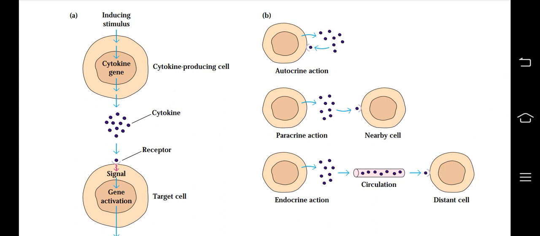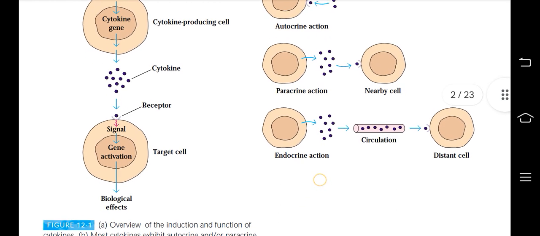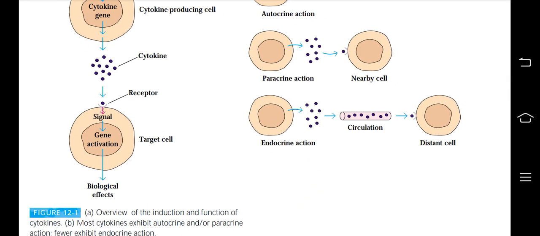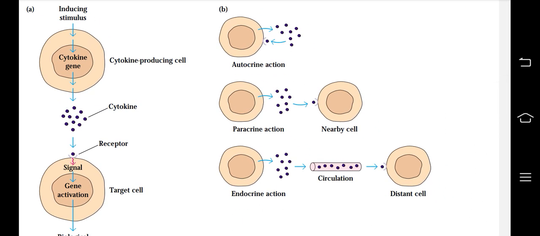So inducing stimulus, cytokine gene, cytokine producing cell with its own cytokine gene, and inducing stimulus will be approaching that particular cytokine producing cell, then that will be leading to the production of cytokine. Later another target cell will be there, which has some sort of gene activation happening because of the signal produced when the cytokine binds to its receptor. Then gene activation will be taking place, which will eventually lead to biological effects. And along with that, some other modes of action are also shown.